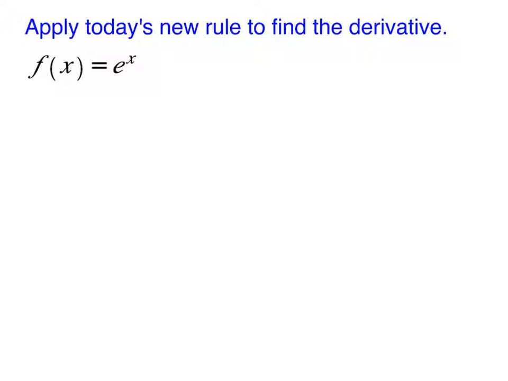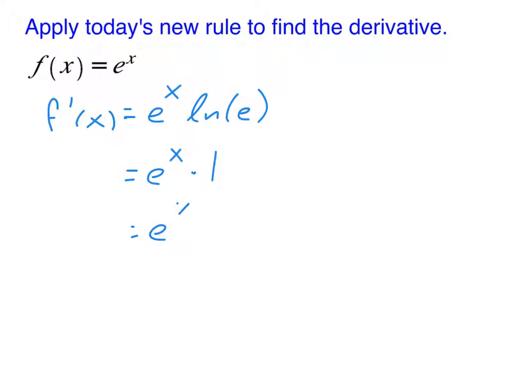So, if we're going to use today's new rule to find this derivative, we'd do f prime of x equals e to the power of x times the natural log of e. But e, remember, of course, is a constant, not a variable. And the natural log of e equals 1. So it's actually e to the x times 1, which of course is just e to the x. So that's why that particular rule works the way it does, and why e is so unique like this. Because the derivative is its original function, but it's just this one particular case of the more general exponential derivative.